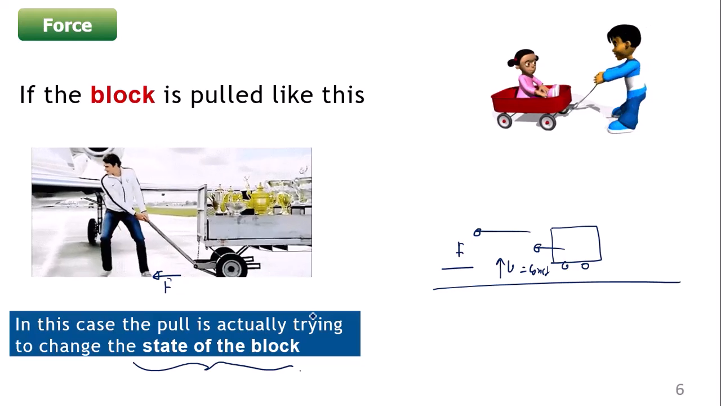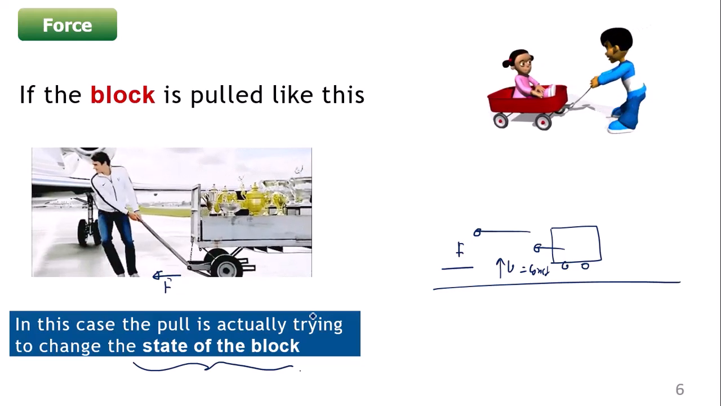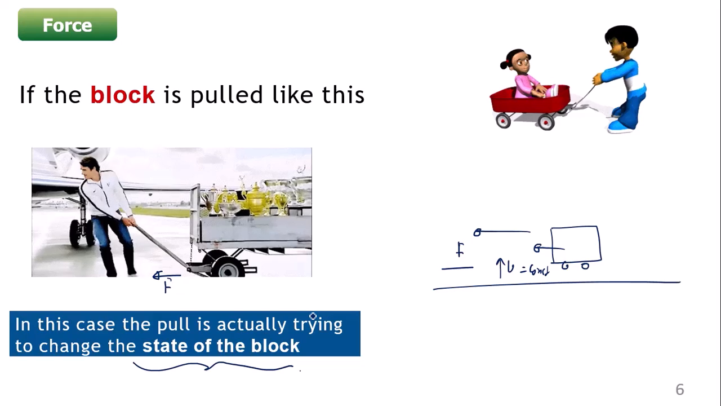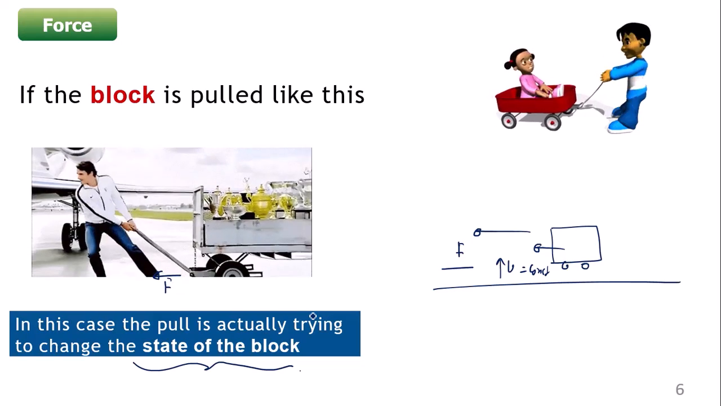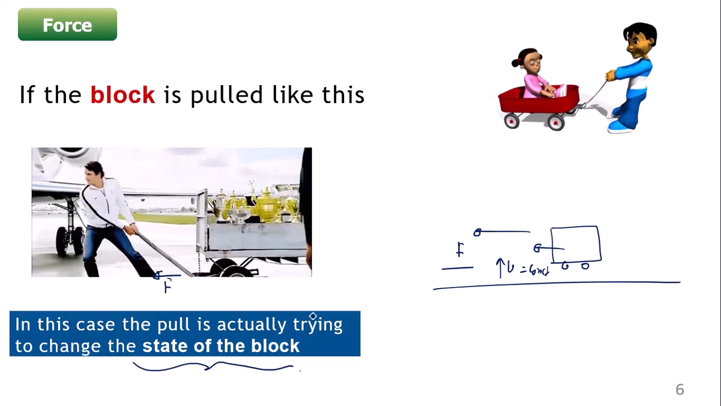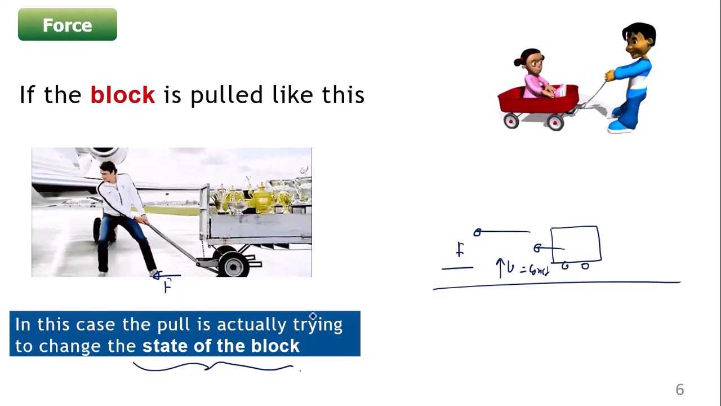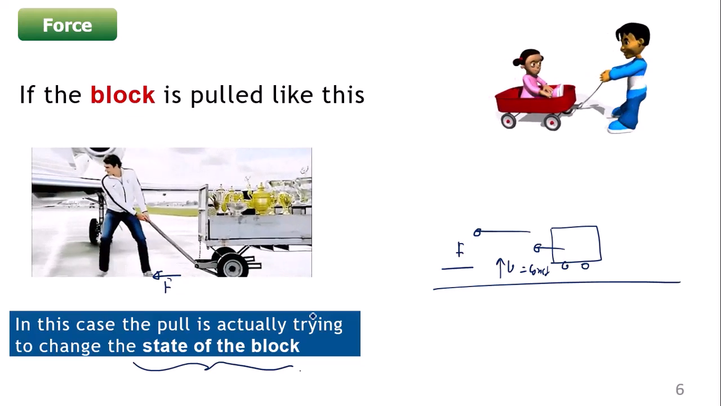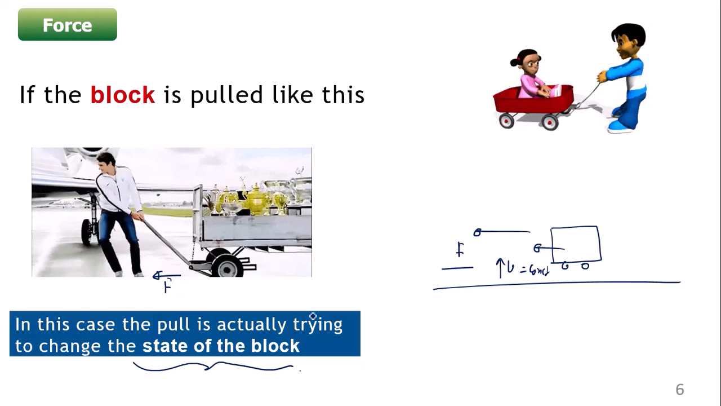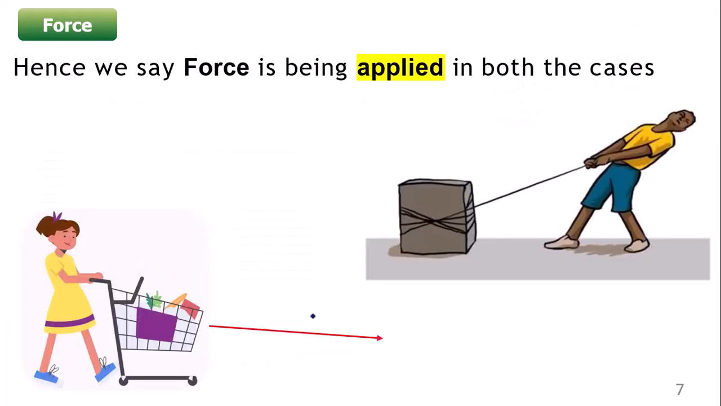Initially the particle is moving at constant speed. Now once I apply the force, the velocity will increase, because if the force is applied along the direction of motion, then the velocity will increase. If the force is applied opposite to the direction of movement, then it will decrease. So we say the force is being applied in both situations, and depending on the applied force, I may conclude whether the body will move.